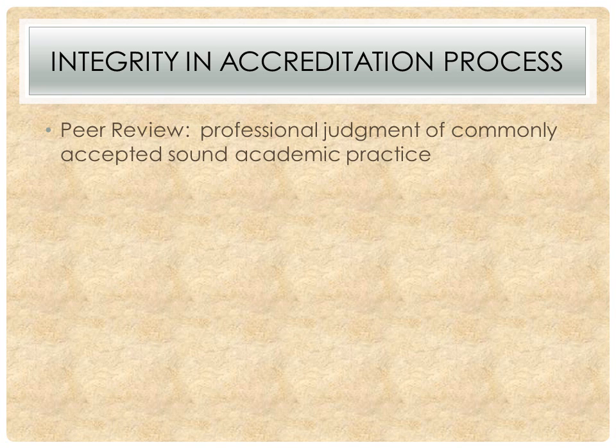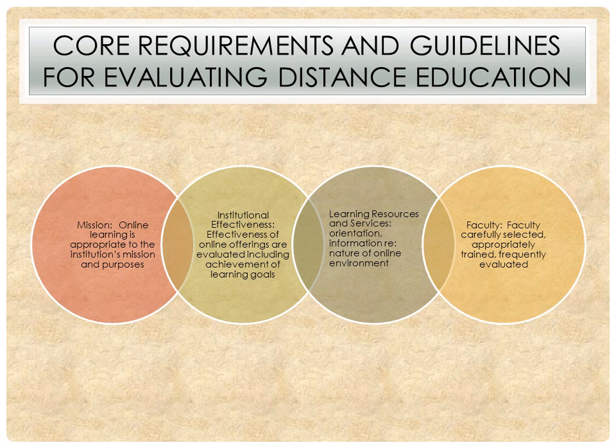When looking at core requirements, we see that SACS does use the guidelines for evaluating distance education. And so we look at our mission and whether or not online learning is appropriate to that mission. We have to look at our effectiveness and make sure that these offerings are evaluated and that the results of those evaluations are used to see if we're achieving learning goals. We have to examine resources and make sure students have adequate resources. And we have to focus a lot of attention on faculty and whether or not the faculty are carefully selected, appropriately trained, and frequently evaluated.